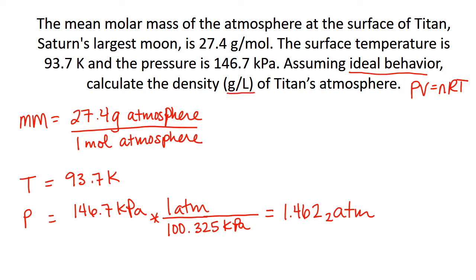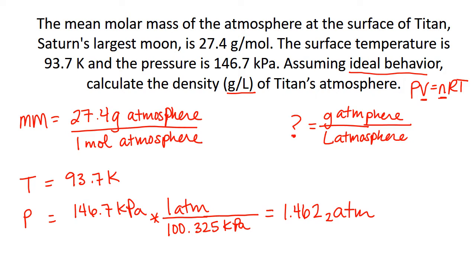Now I want to calculate a density, so I need the density of Titan's atmosphere, which is grams of atmosphere over liters of atmosphere. Right? So that's what I'm trying to figure out. And since it says ideal behavior, I know that I want to use the ideal gas law. Well, grams and moles are kind of similar, right? And so I know that I need this n, and then the liters is my volume. So those are the two variables that I'm going to solve for.